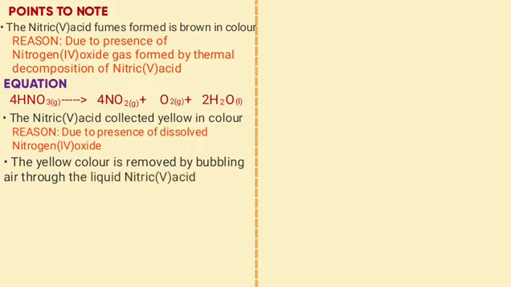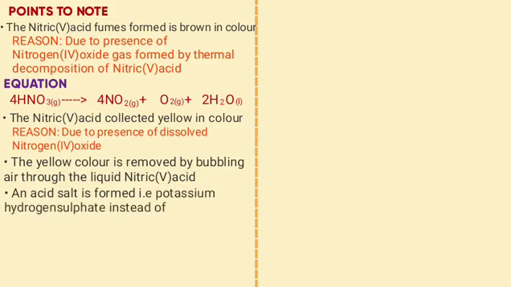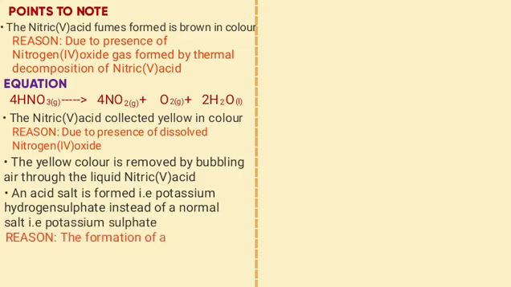An acid salt is formed during the preparation of nitric acid instead of a normal salt, which is potassium sulfate. Reason: the formation of a normal salt requires high temperature that cannot be achieved in a classroom situation.